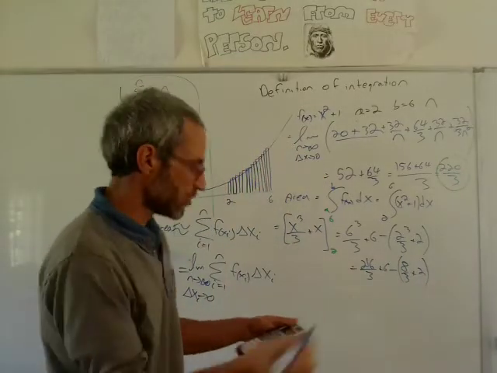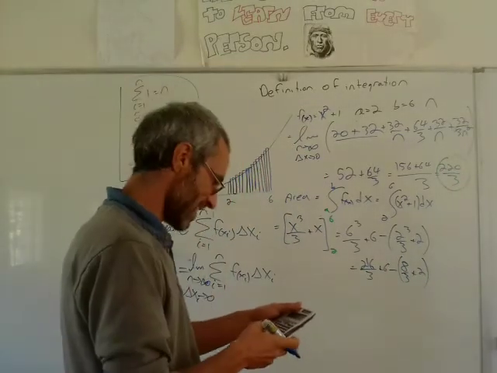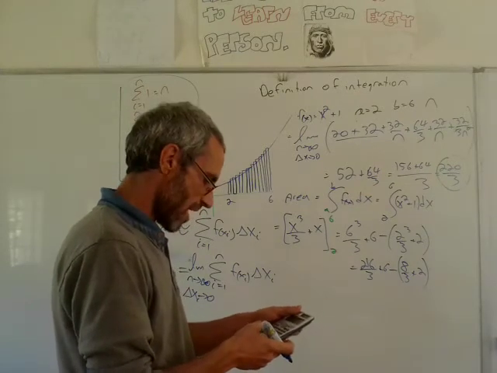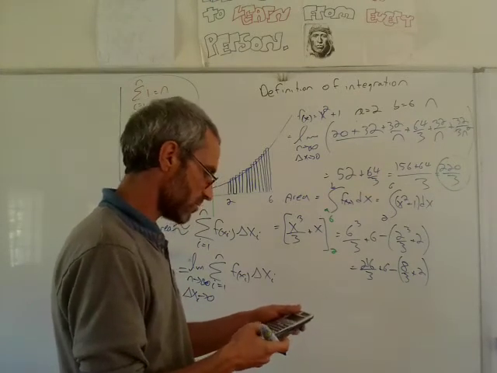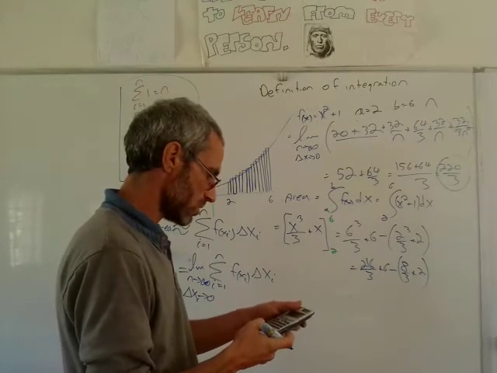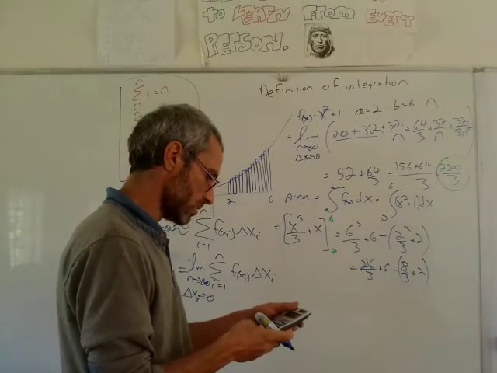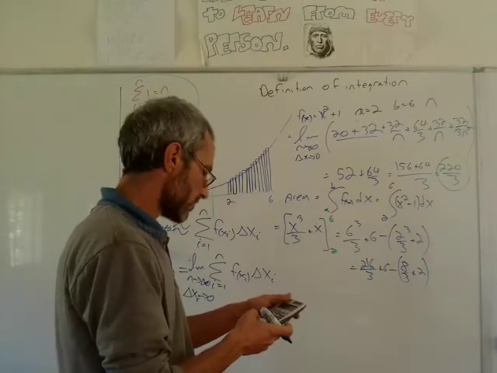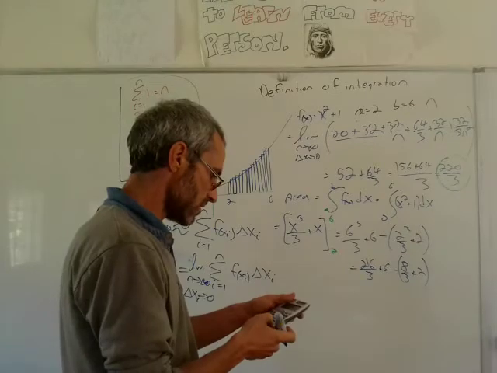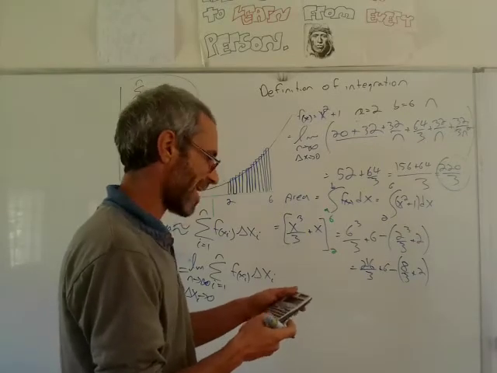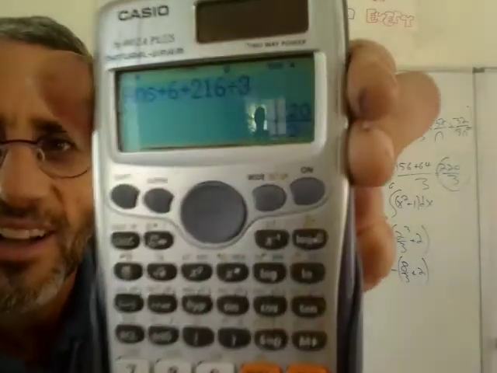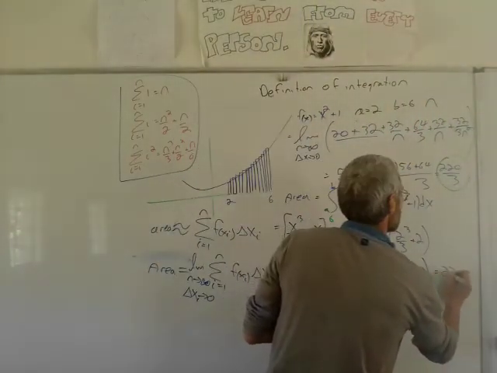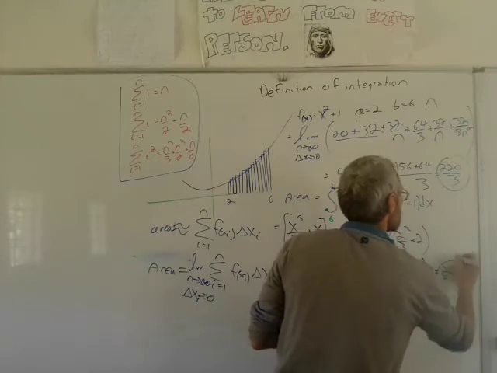Okay? Now, I'm just going to put it in the calculator if you don't mind, okay? 8 over 3, put that in plus 2. I'll times it by minus 1. And just putting it all in the calculator. Plus 6 plus 216 divided by 3. Aha! Okay? We're getting an amazing 220 over 3.